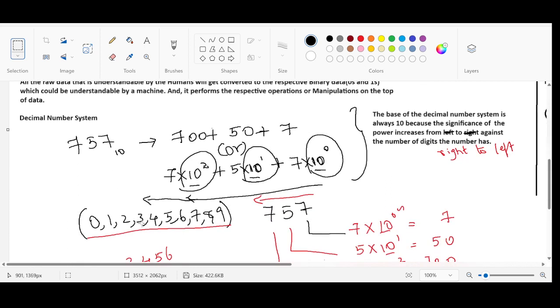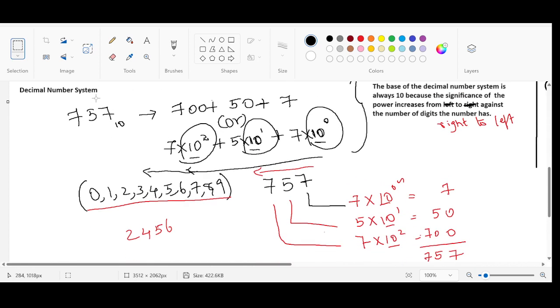We have also discussed the decimal number system. This is how a decimal number can be represented with base 10. If you split this number, you can split it the way you pronounce it. For example, 757 can be pronounced as seven hundred fifty-seven. The number that is split can then be converted to the equivalent power of the base value.